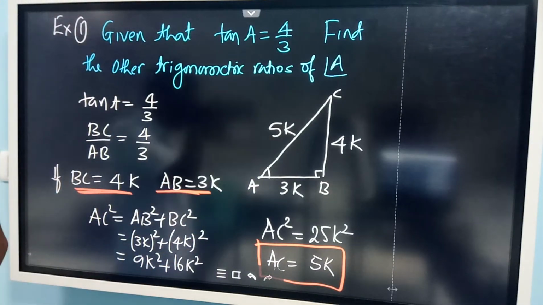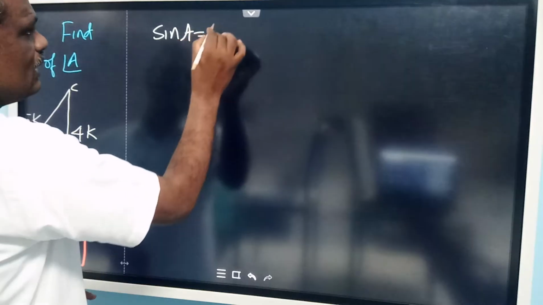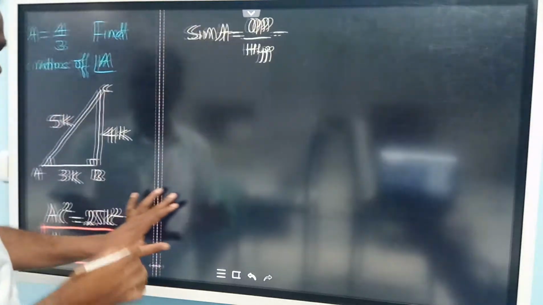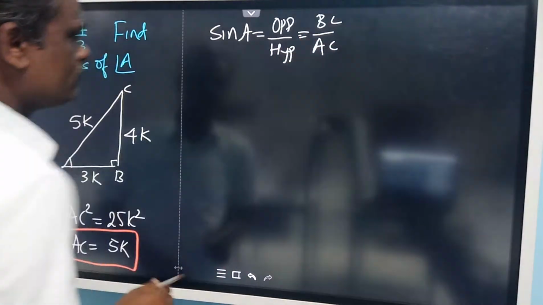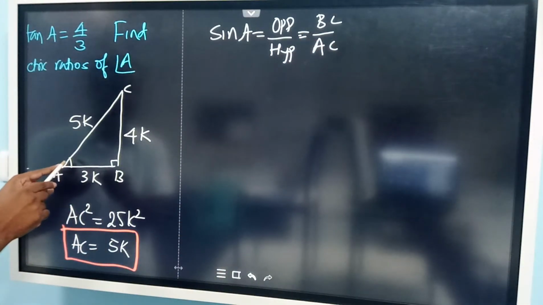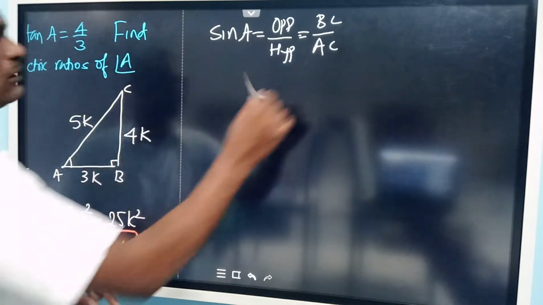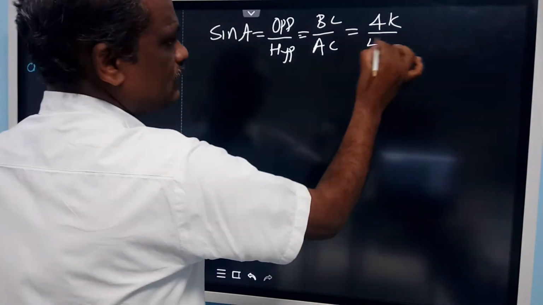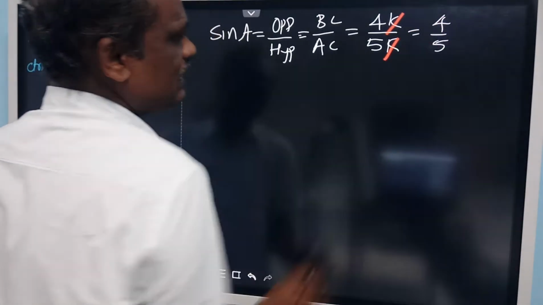So all the three sides we got, AB, BC, AC. Let us find out one by one. So sin A, we have opposite side by hypotenuse. Look at the diagram with reference to angle A. Opposite side is BC, hypotenuse here AC. BC value you know it is 4k, and AC value it is 5k. So here 5k and k cancels, you will get 4 by 5, sin A.